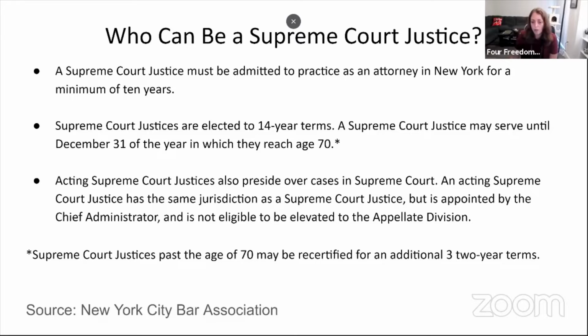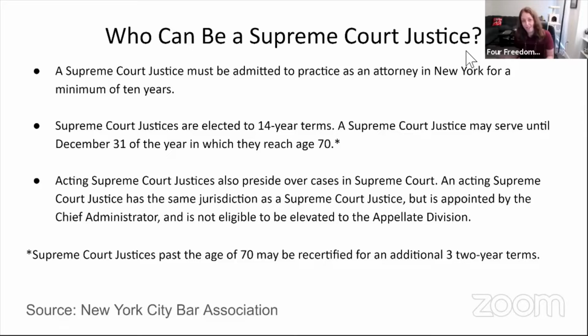One important thing to know is that we have a lot of what are called acting Supreme Court justices. It's kind of complicated, but essentially we are only given a certain number of Supreme Court justices depending on population. There's a formula involved.